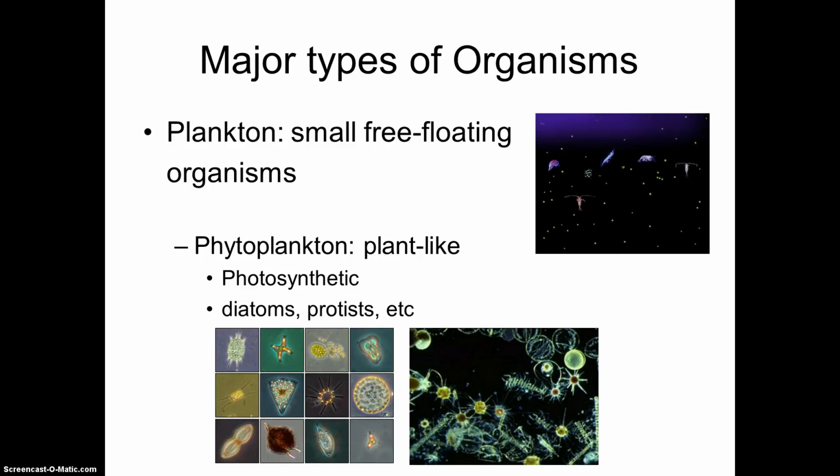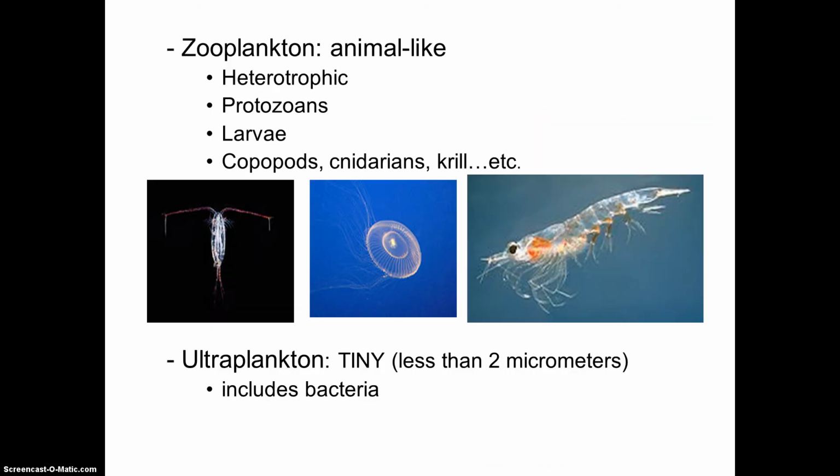The big classifications of organisms, the very bottom of the food chain, our most important one is going to be plankton. And there are different types. Phytoplankton, which are photosynthetic, include things like diatoms and protists, and in some cases we actually add algae to this category, even though algae is not technically a plankton. Phytoplankton are typically eaten by zooplankton. Zooplankton are little animals. They're heterotrophic and include protozoans, larvae, cnidarians, krill, all these little guys here. And occasionally you'll hear someone say the term ultraplankton. Ultraplankton is extremely small, less than 2 micrometers, and usually you're talking about bacteria.